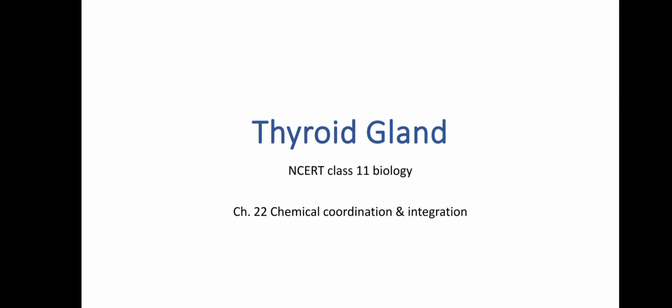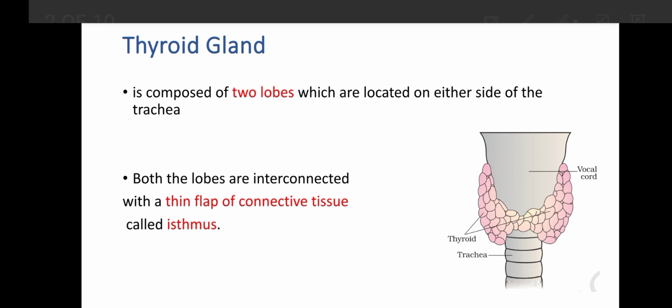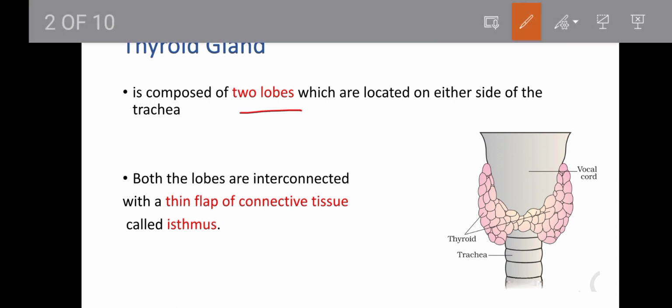Thyroid gland. Thyroid gland is composed of two lobes which are located on either side of the trachea.